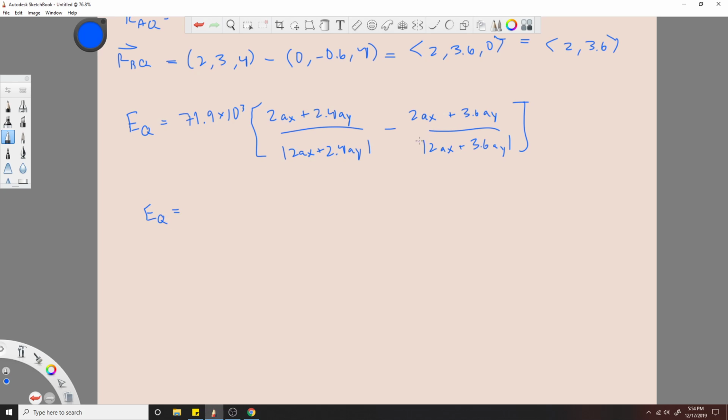You kind of notice nothing really looks to cancel here, so you end up with 625.8 ax minus 241.6 ay, and volts per meter, obviously.